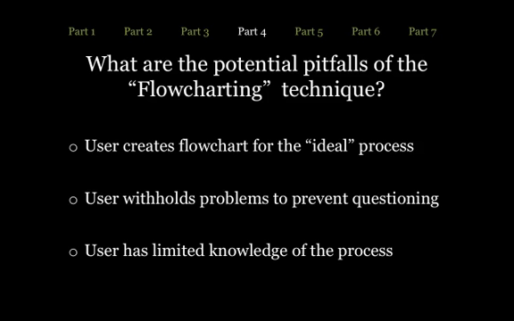Potential pitfalls that may be associated with the process of flowcharting could arise in a few different ways. First, if the user creates a flowchart for the ideal process rather than the actual process, it will be an incorrect illustration. Secondly, the user may choose to withhold problems in order to prevent being called upon to explain why these problems exist, which is not a thorough representation of the problem because the flowchart would only be comprised of the positive attributes of the process. Thirdly, if the user only possesses limited knowledge of the process, the flowchart will not reach its maximum potential.